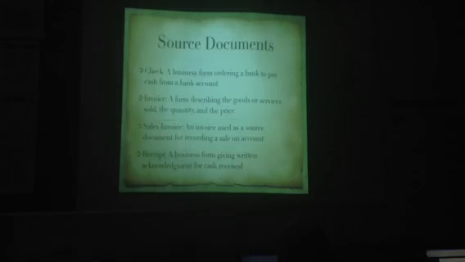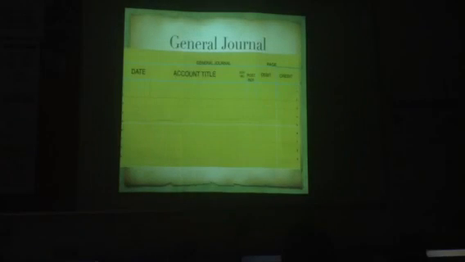So a business gives you a receipt. That's the written acknowledgement that they received money from you. And a memorandum is a form on which a brief message is written describing a transaction. You will see all those types of source documents as we get into transactions. Are you ready for what a general journal looks like? A general journal looks like this.